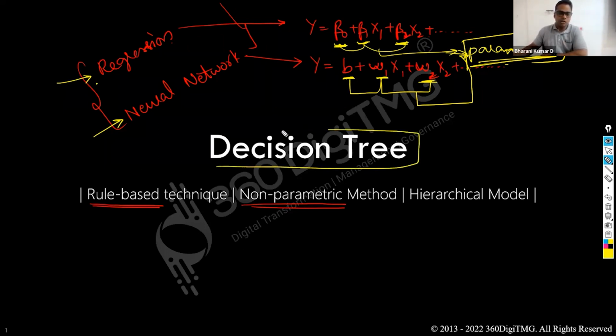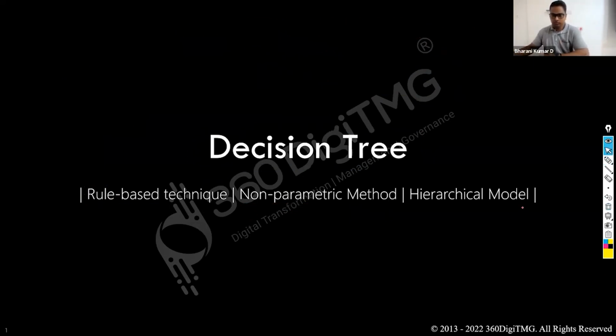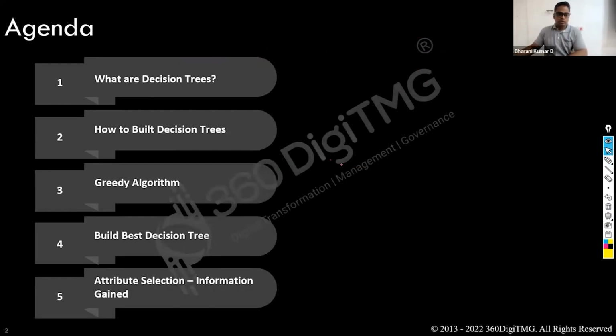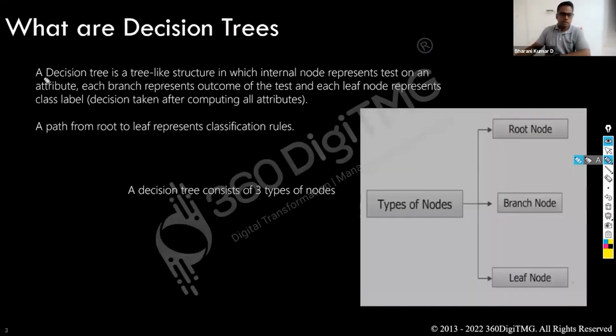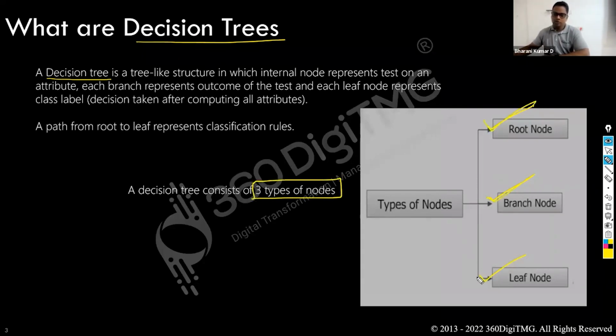Whereas in decision tree, you will see nothing of this kind. It will not learn any parameters, but it's going to learn what? Rules. Okay, it will learn rules. So decision trees, as the name itself says, have a tree kind of structure, and you'll have something called a root node, branch node, and leaf node. These are the three nodes that you would see. Root, branch, leaf, like a typical tree.